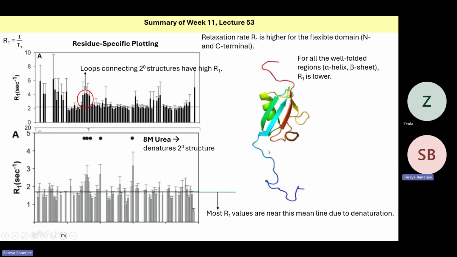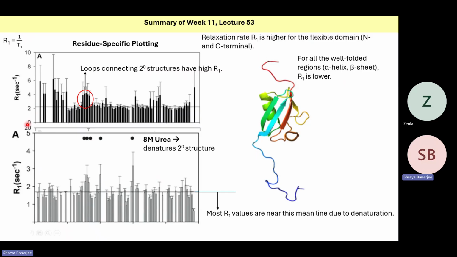So suppose you have a protein here. The terminus of the protein, the N and C terminal, are very flexible. And in the core of the protein, it is very well folded into alpha helix, beta sheet, and so on. R1 is 1 by T1, where T1 is the relaxation time and R1 is the relaxation rate. One thing you can just remember is R1 is high for flexible domains. That is N and C terminal, these residues will have high values of R1.